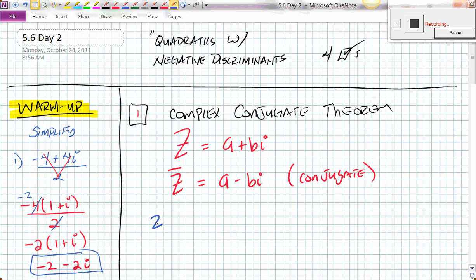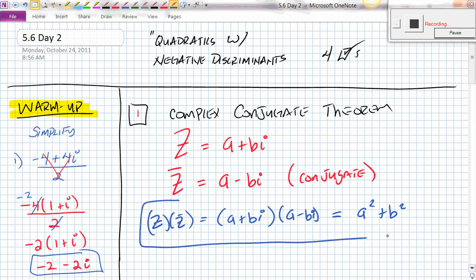So if you take z and then you multiply it by z conjugate, algebraically you'd get a plus bi multiplied by a minus bi, right? So that's z, and then that's z conjugate. Well, it turns out when you multiply those things together, all you really end up with is a squared plus b squared. So that's a little theorem there that can help us out.